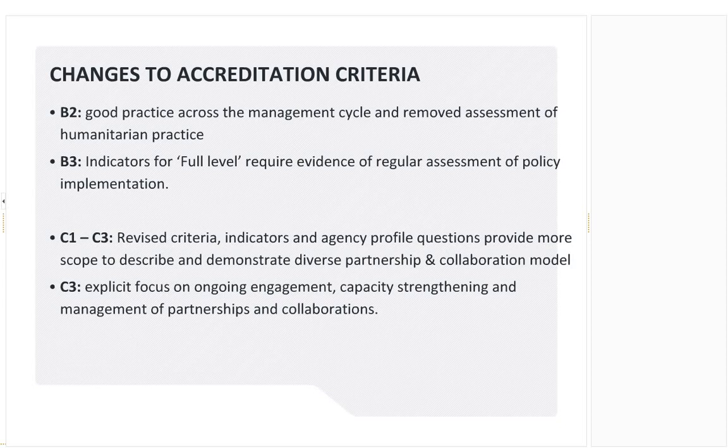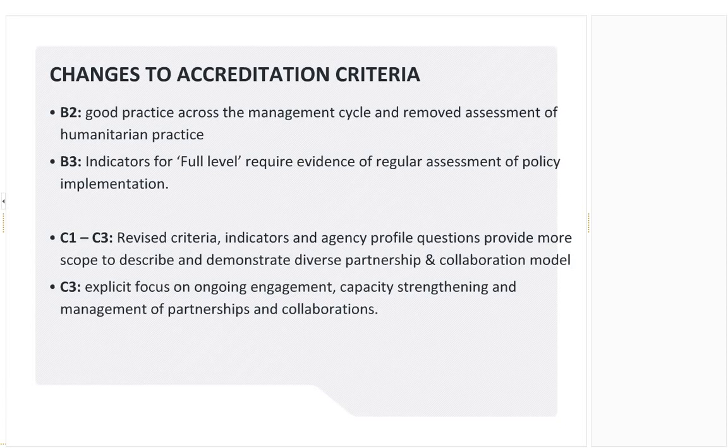In B3, you'll also see that there are some changes at the full level where, similar to the criterion in child safeguarding, the NGO is expected to undertake periodic assessments of its own practice and its partners' practice against a whole range of cross-cutting areas. So basically to assess that the policies that are expected in accreditation are implemented by both the ANGO and its partners. In criterion C, this is the criterion that focuses on partnerships.